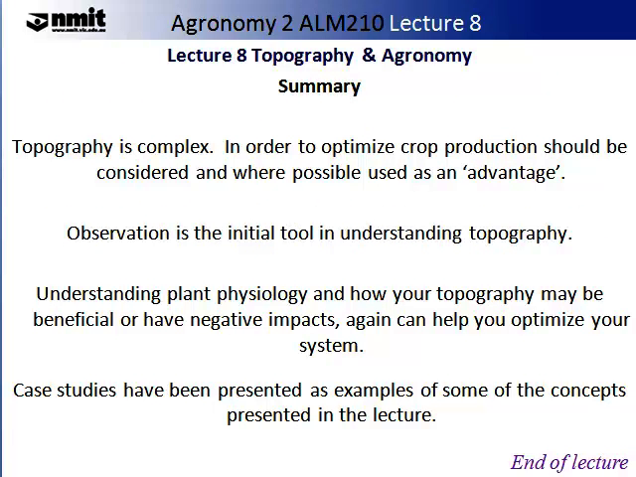And this brings us to the close of Lecture 8 on Topography and Agronomy. As you can see, topography is complex, and in order to optimize crop production, you should consider and where possible optimize or use your topography as an advantage. Observation is the initial tool in understanding topography. Understanding plant physiology and how your topography may be beneficial or have negative impacts on your crop productivity will also greatly assist you to optimize your system. Many of the plant physiological processes here have only been touched on, as we describe them in other subjects in more detail. And finally, case studies have been presented as actual examples of research and concepts presented in this lecture.